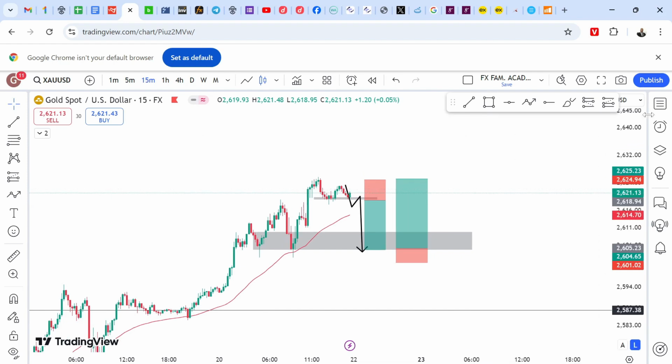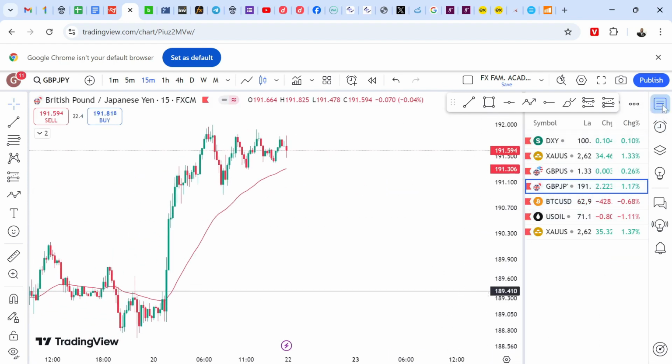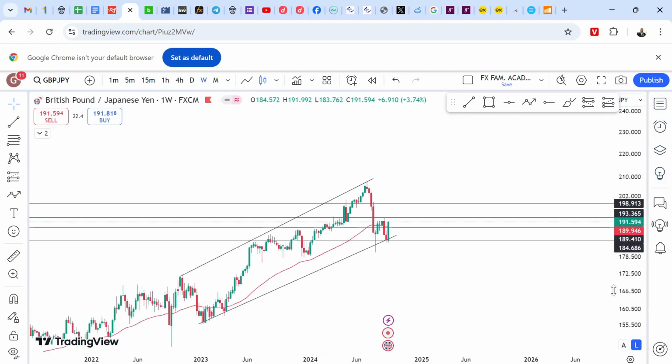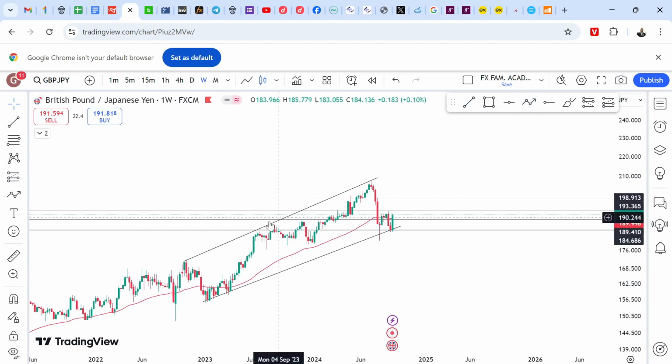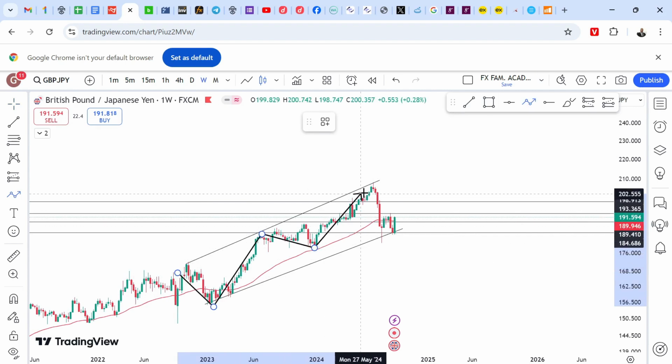Let's look at GJ. What's GJ giving us? Let's look at GJ on the weekly time frame. You can see GJ has been on the buy, in a bullish trend. We've been establishing higher highs and higher lows.